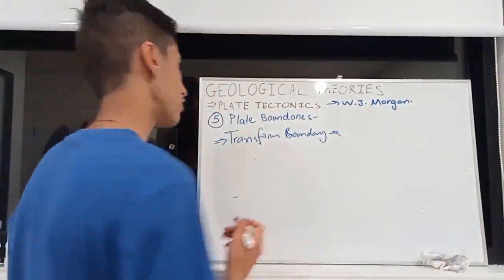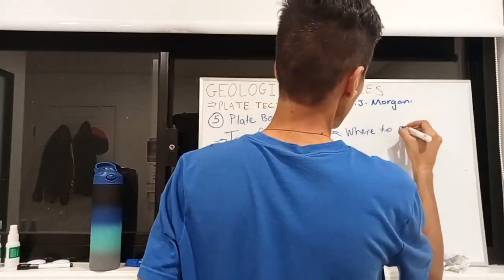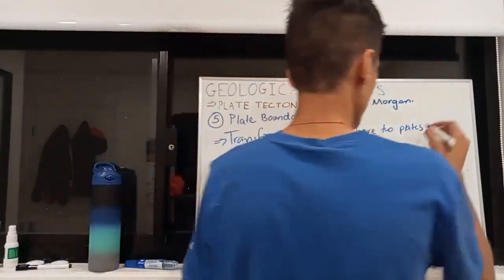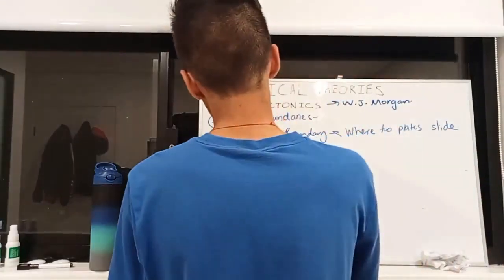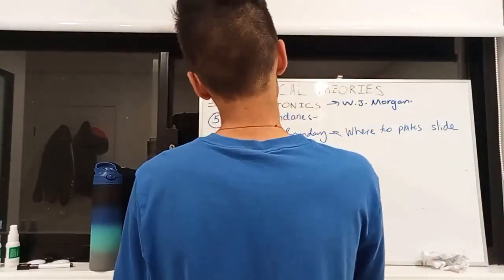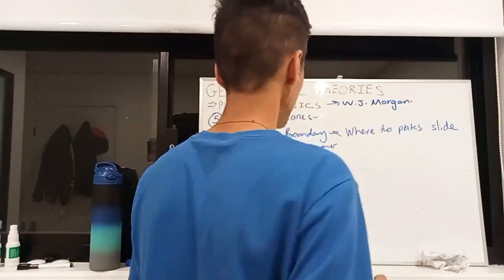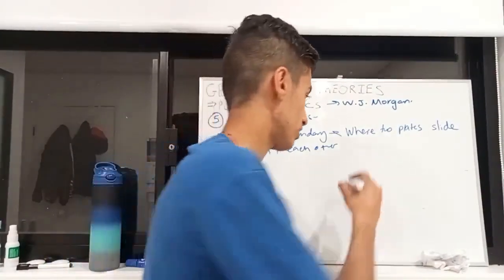So a transform boundary is where two plates slide parallel to each other in opposite directions.